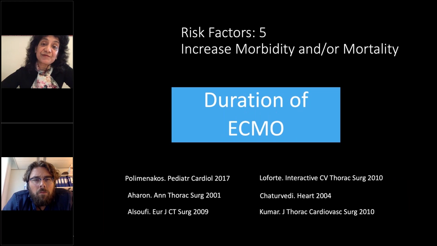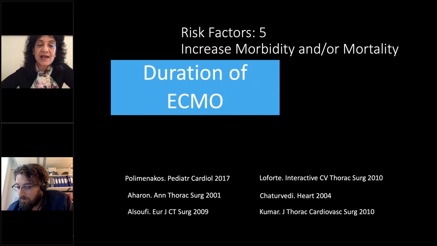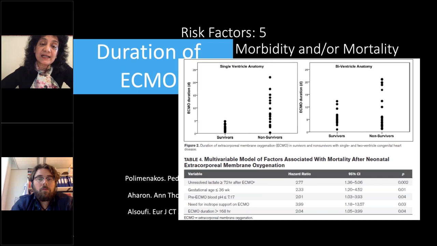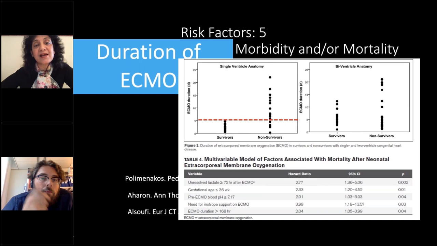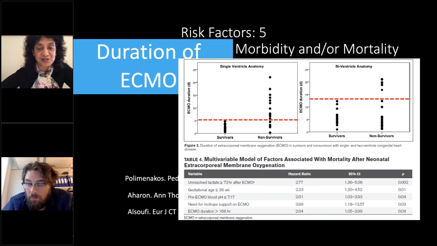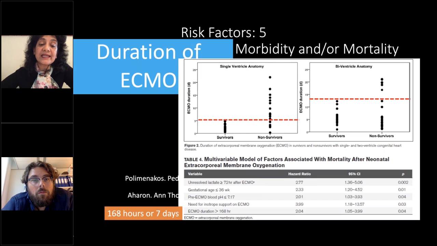Finally, coming on to the fifth risk factor was duration of ECMO. Again, a very important factor found in six of these papers outlined here. You can see from this graph, again from the Howard et al. paper, that there was a significant difference in the ECMO duration in children between survivors and non-survivors, whether the children were from a single ventricle anatomy or a biventricular anatomy. And more importantly, 168 hours or 7 days was found to be an important cutoff for mortality. And you can see here there's a hazard ratio of 2 with a 95% confidence interval of 1 to 4, and this was statistically significant.